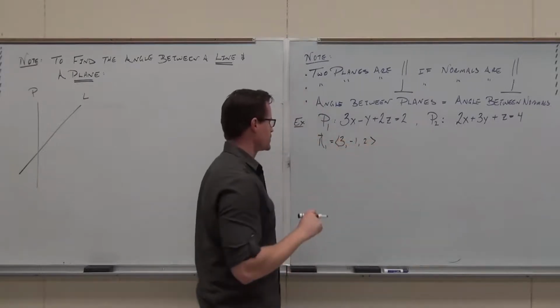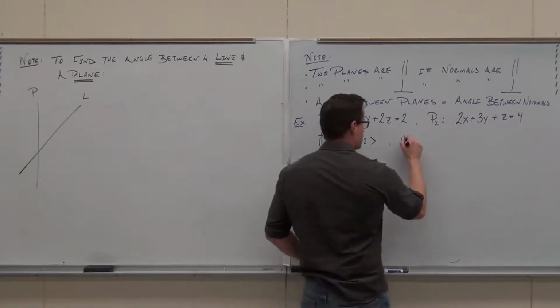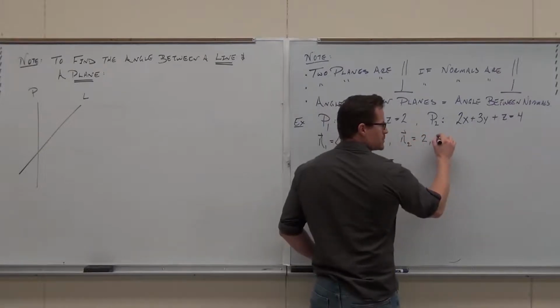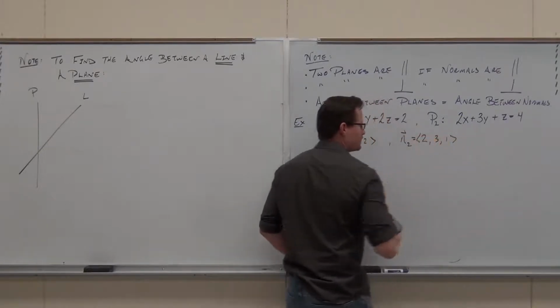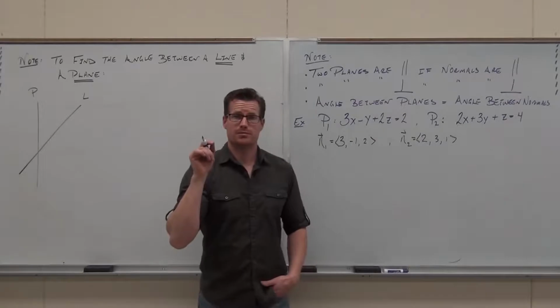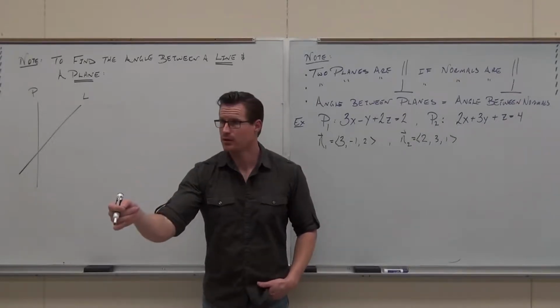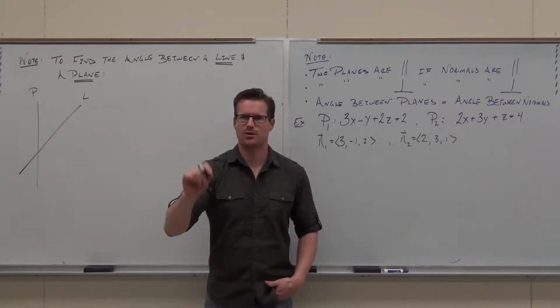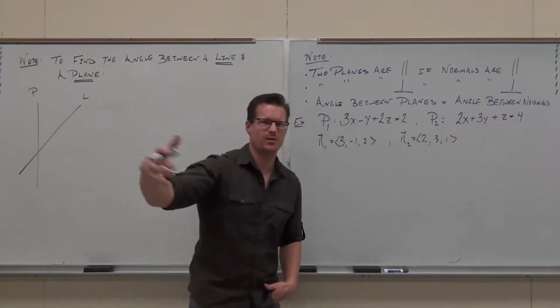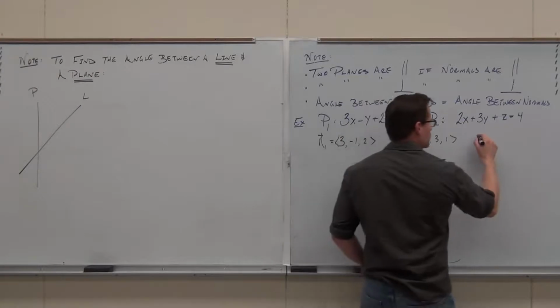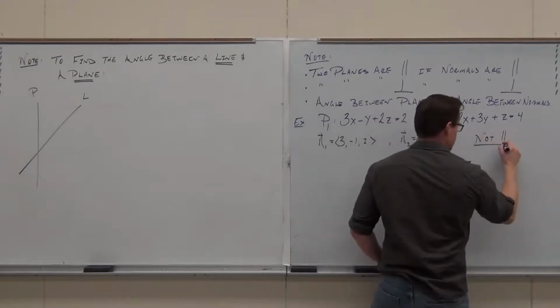And I got 3, -1, 2. Did you get the same thing I got? Yes. I got 2, 3, 1. Did you get the same thing I got? Are those normals parallel? No. Are the planes parallel? No, because the normals are not parallel. So they're not parallel because why? How would you state that? Not scalar multiples.